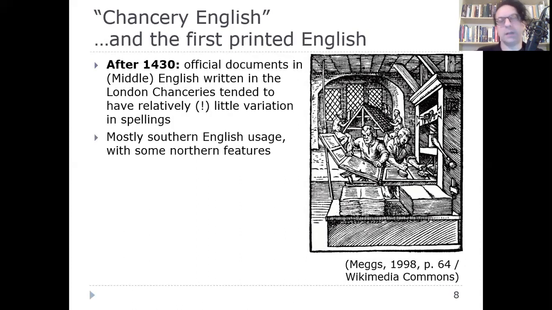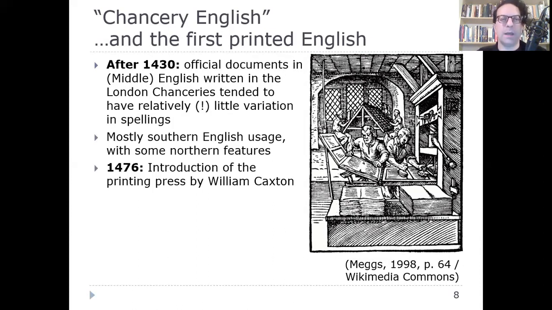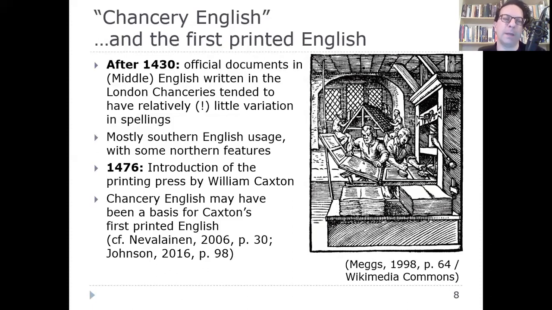This Chancery English variety was mostly based on Southern English usage, with only some Northern English features coming in there as well. In the 1470s, the printing press, which had earlier been invented by Johannes Gutenberg famously, was then brought to England, and he set up his own printing press in 1476 in Westminster, which is close to London. Nowadays, it's basically in London. It's a part of London today.